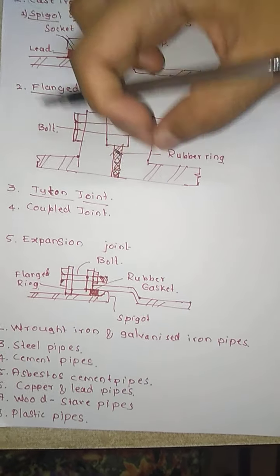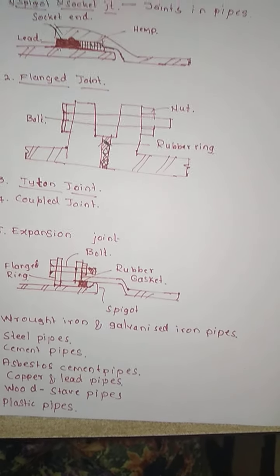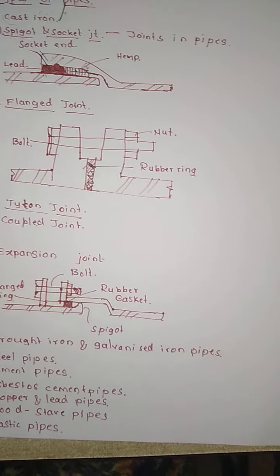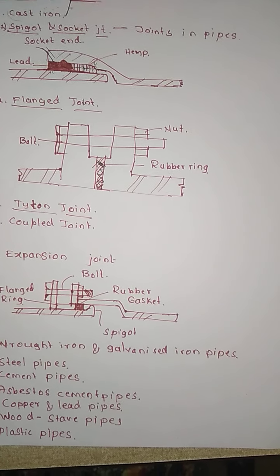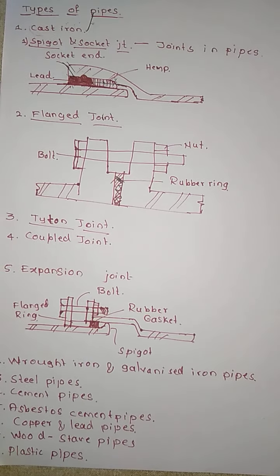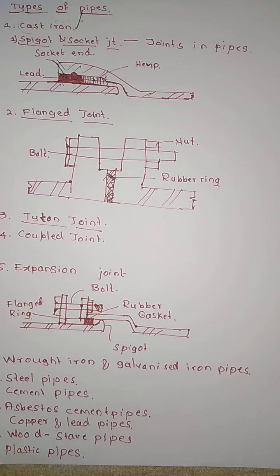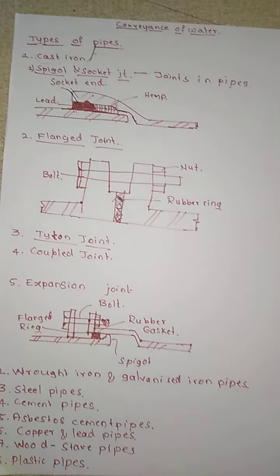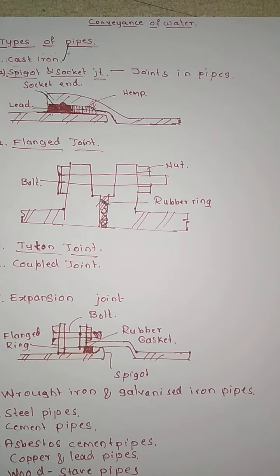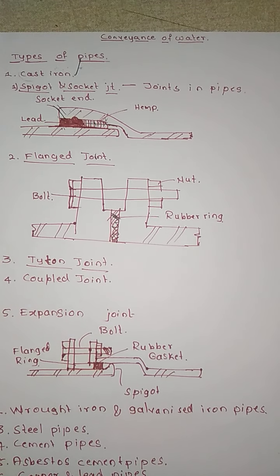Before joining, we should place a rubber ring of a lesser diameter than the bolt circle in between these two flanges, and they should be clean and dry metal flanges, and there should be no oil or grease inserted.